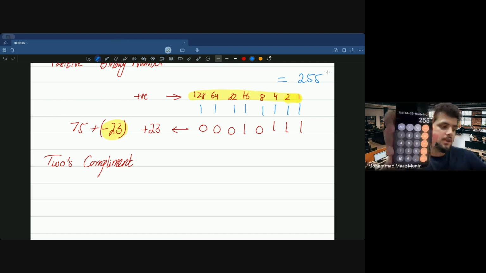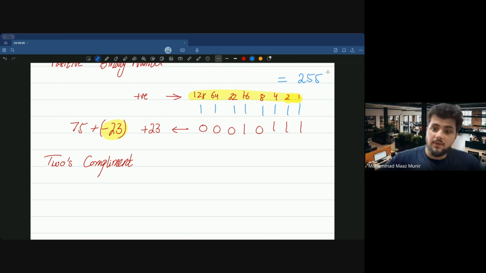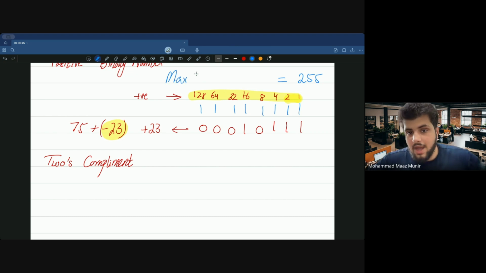And you guys see, I got a 255. This means that the maximum value for an 8-bit register, remember it's only an 8-bit register, is 255. But this 255 is what? It's positive 255. I need to find something where I can also deal with negative numbers too.